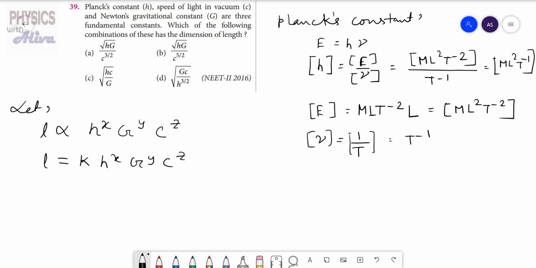Okay, now what is the dimension of c? Dimension of c, that is the velocity, so the dimension is L T to the power minus 1.